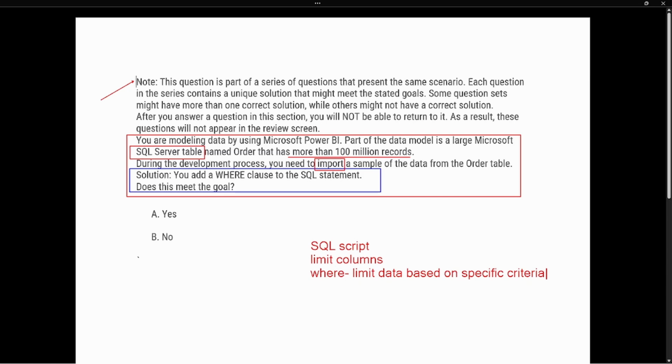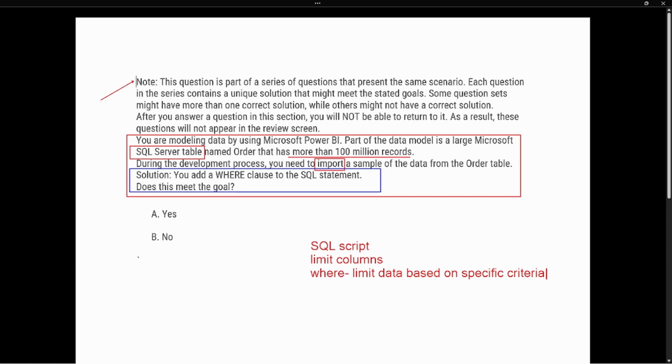When we're dealing with SQL Server and other databases, typically it's going to allow you to write a SQL script against a specific table. And with that, we are allowed to implement a where clause. The where clause is going to allow us to limit the data based on specific criteria, effectively reducing the size of our data that we're bringing into the Power Query Editor.